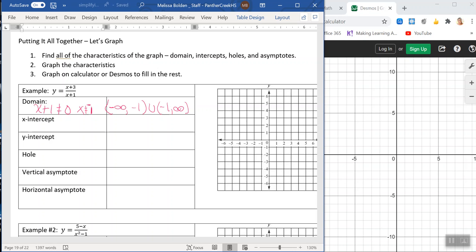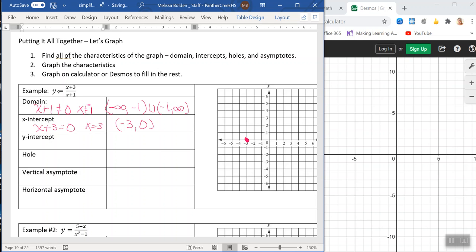My x-intercept, I set the numerator equal to 0. So to find the x-intercept, I'll have x plus 3 is equal to 0. So I get x is equal to negative 3. It's an ordered pair, though, so when x is negative 3, y is 0. So I'm just going to graph that on the graph, and we get x is negative 3 is our x-intercept. That means that the graph will cross at x equals negative 3.